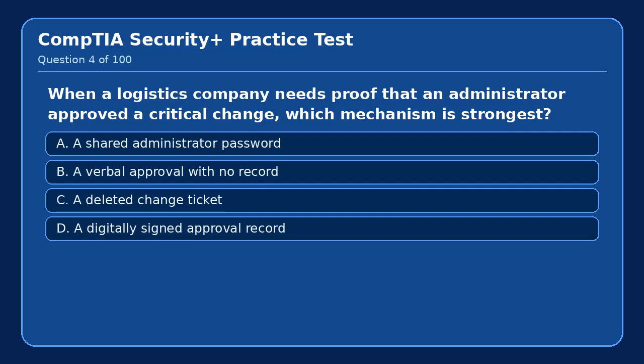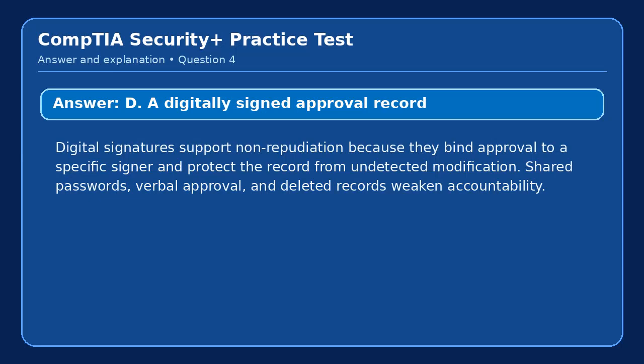Take a moment to choose your answer. The answer is D. A digitally signed approval record. Digital signatures support non-repudiation because they bind approval to a specific signer and protect the record from undetected modification. Shared passwords, verbal approval, and deleted records weaken accountability.